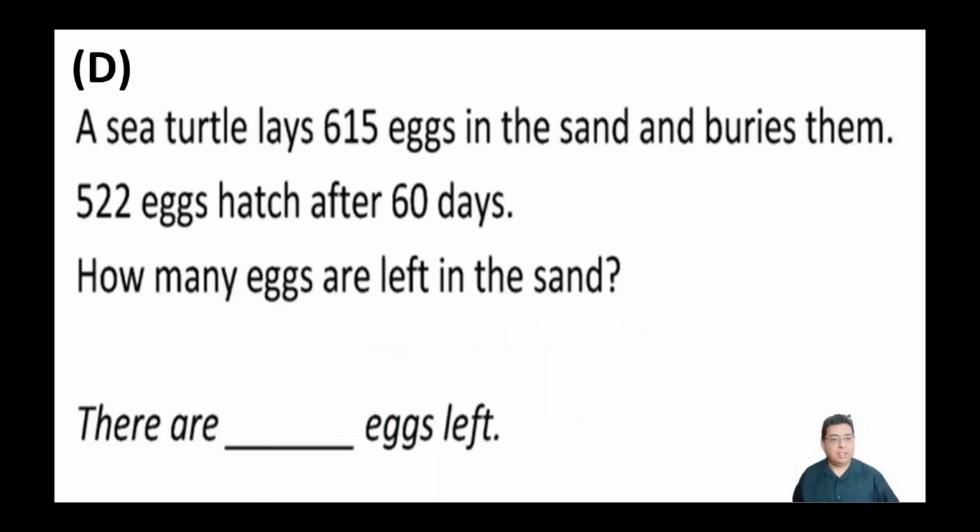For letter D, a sea turtle lays 615 eggs in the sand and buries them. 522 eggs hatch after 60 days. How many eggs are left in the sand? So what are we going to do here? Right, we're going to subtract. And which numbers are we going to subtract here? Right, you're going to have 615 minus 522, which equals 93. So there are 93 eggs left.